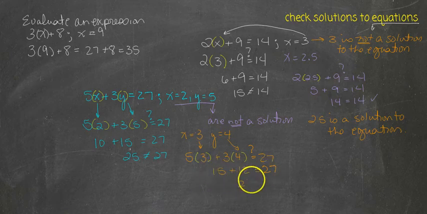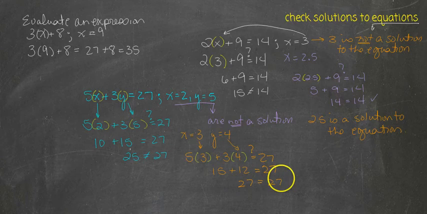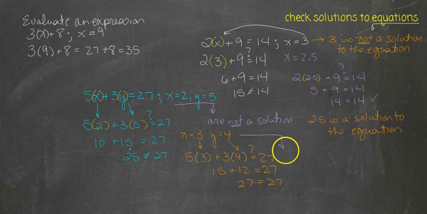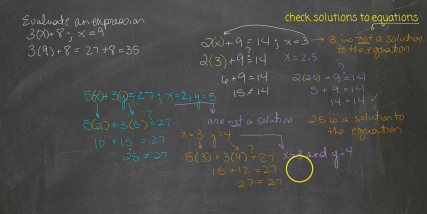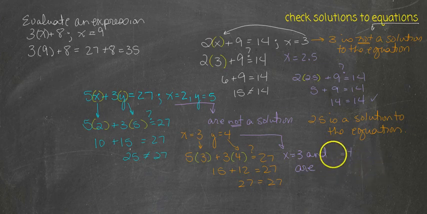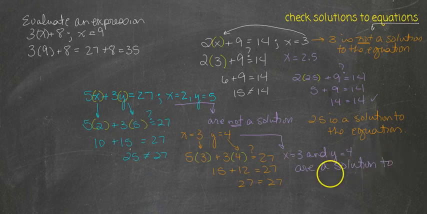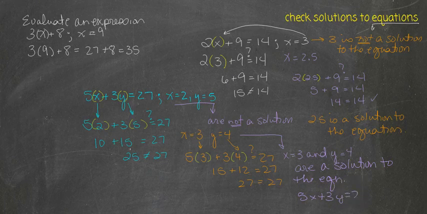Well, 15 plus 12 is 27, so the answer is yes. We can say definitively now that x equals 3 and y equals 4 are solutions, or better said, because we're not sure of all of them yet, are a solution to the equation. That's just shorthand for the equation 5x plus 3y equals 27.